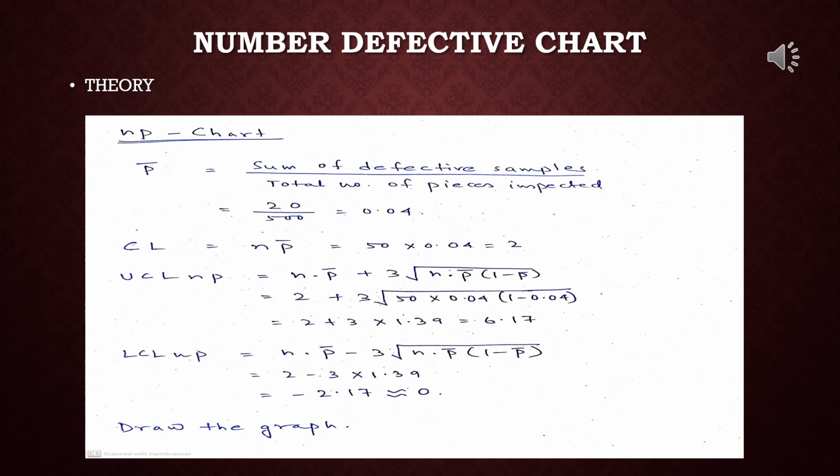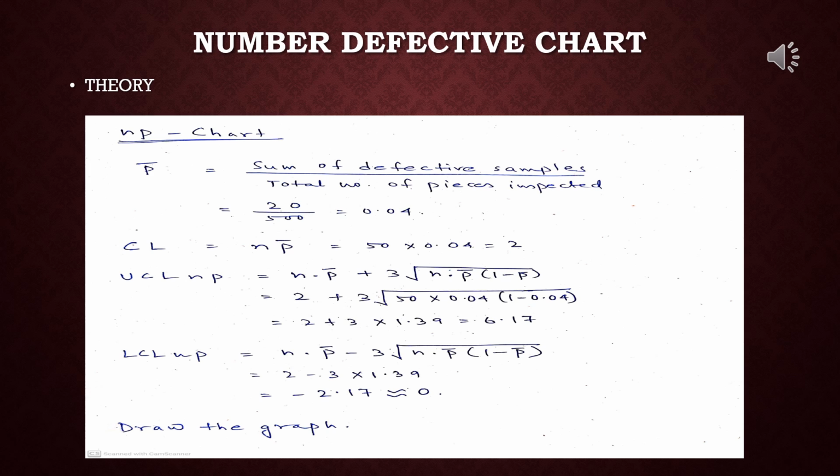So if we go now with an example, if we take the same example of the P chart here, we can see the second part of the calculation of the P chart, which I have shown in the formula in the previous sum here. The sum of defective samples divided by the total number of pieces inspected. If we go back now, we can easily find out that to be 20/500. You can go back to the previous slide and check it. That is coming at 0.04.